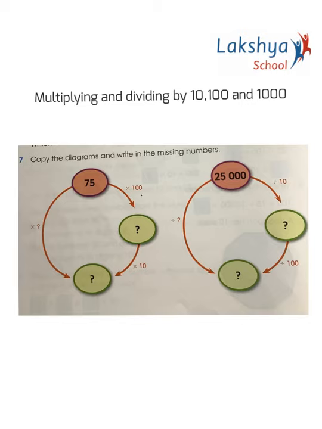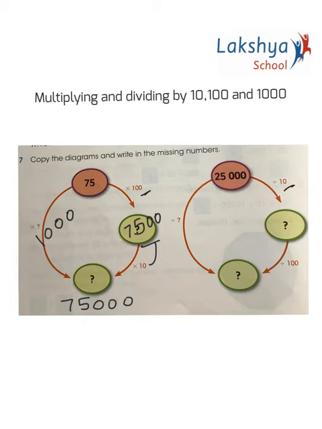Question 7. Copy the diagram and write the missing numbers. 75 multiplied by 100 will give us 75 followed by 2 zeros, that is 7500. When you multiply 7500 by 10, we get 75 followed by 3 zeros, that is 75,000. Now 75 multiplied by which number gives us 75,000? Yes, it is when you multiply 75 by 1000.